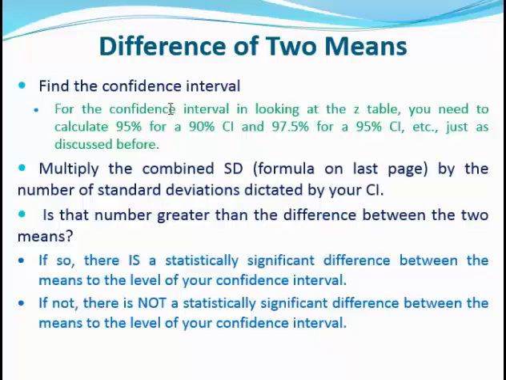So whenever you have a distance of two means issue, you're probably going to have a two-tailed distribution, as we do. And so when you're finding the confidence interval and you're using the z-table, you need to calculate 95% for a 90% confidence interval, 97.5 for a 95%, as we discussed before.